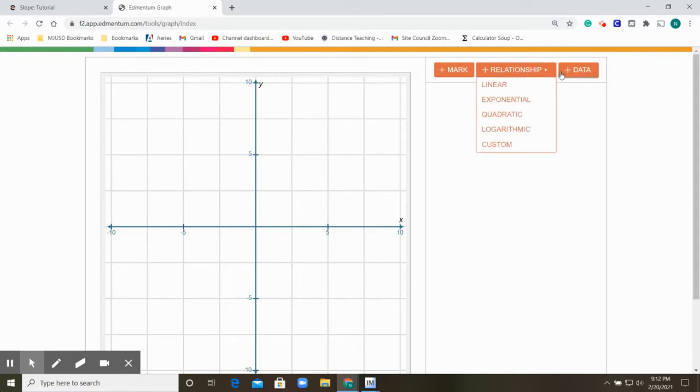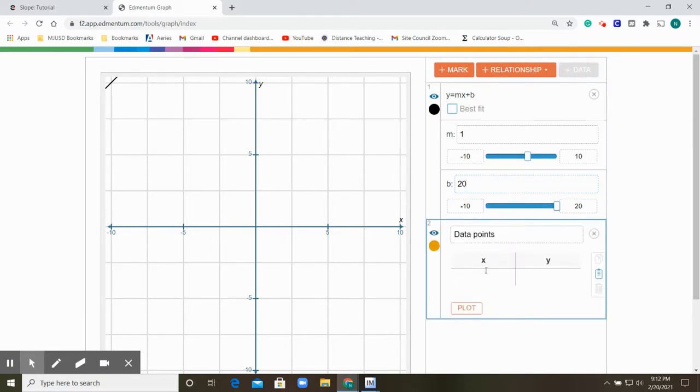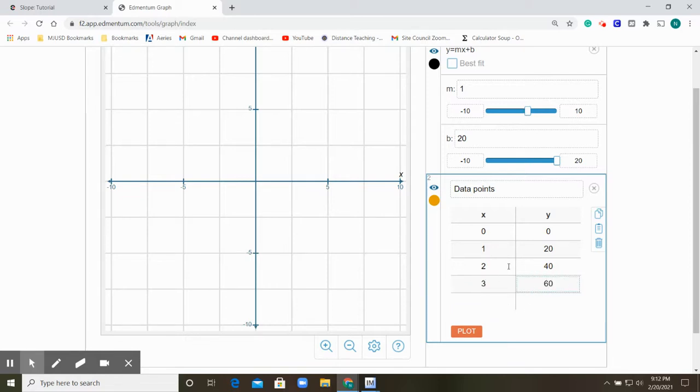So we're going to put in a linear equation. We're going to put best fit. Oh, we can't do that yet. Down here, we're going to put in the 20. And then we're going to add our data. So remember from the table, we had 0 and 0. Then 1 was 20. 2 trips would be 40 riders. 3 trips would be 60 riders, and so on. And then we click on plot.